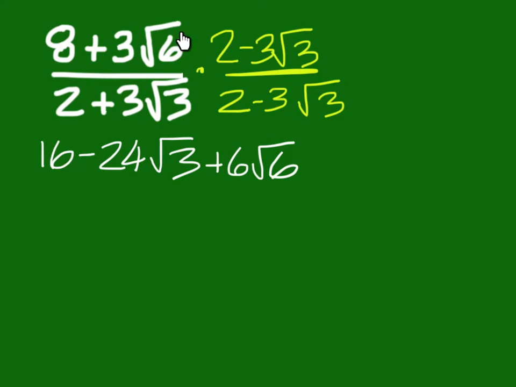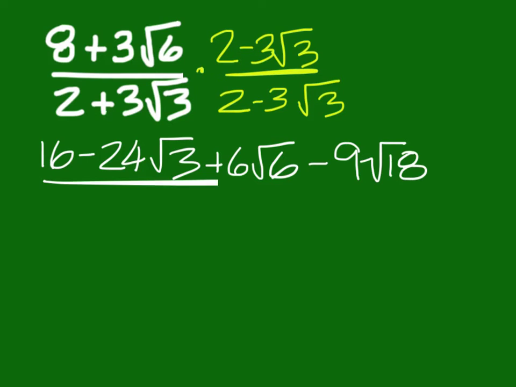Now multiply this term by this one. Notice that it's plus and then minus. So the answer is minus. Multiply 3 times 3 first to get 9. And then multiply square root of 6 times square root of 3 to get square root of 18.